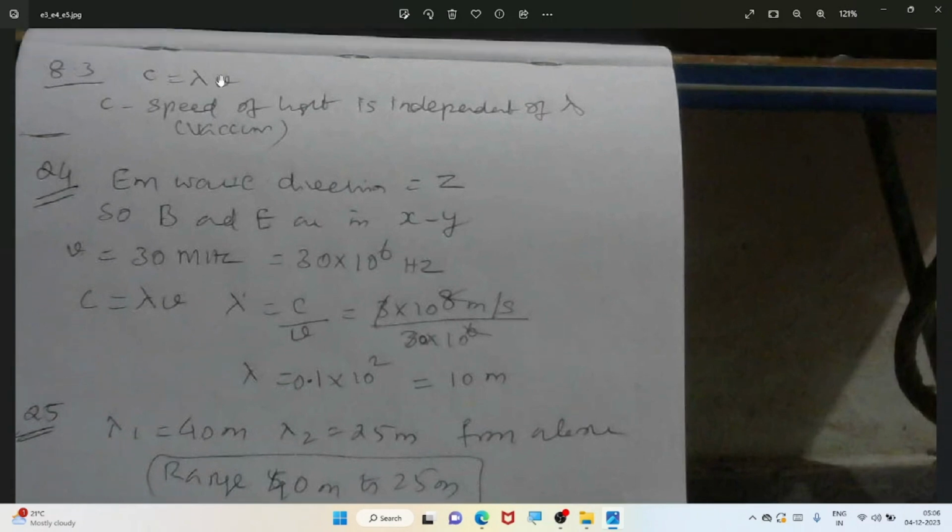C equal to lambda into frequency. This will be constant. So for various lambda, this will vary.